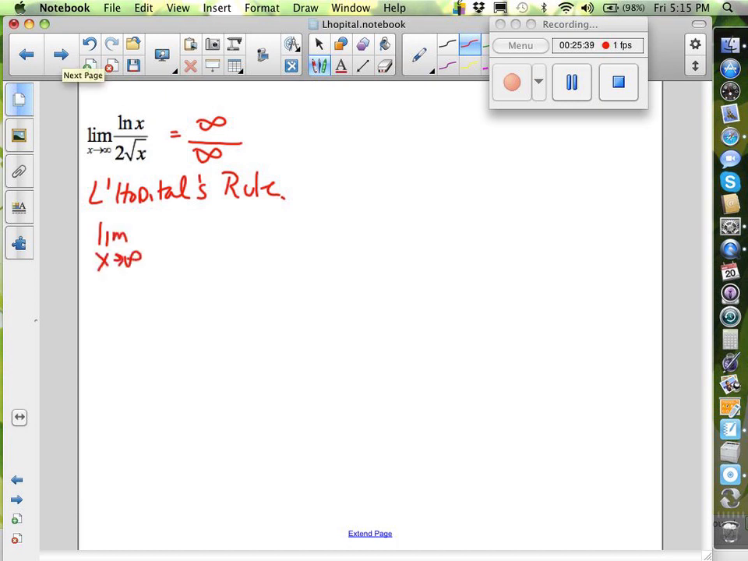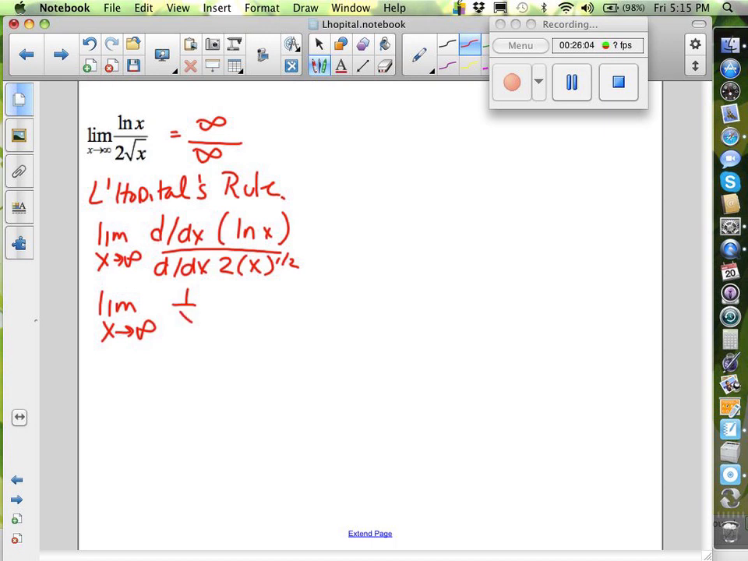All right, so we're going to find the limit as x approaches infinity by taking the derivative of the natural log of x and the derivative of 2 times x to the 1/2 power. The derivative of natural log of x is 1 over x. The derivative of 2 times x to the 1/2 power would be 2 times 1/2 x to the negative 1/2 power. So let's simplify that up a little bit.